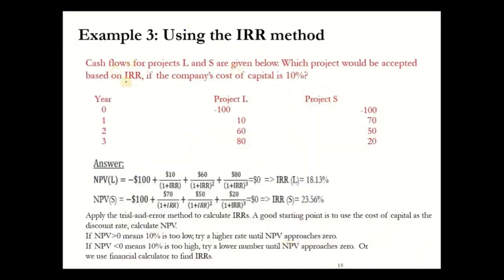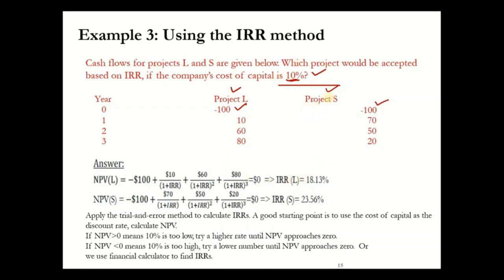Now let's take an example where we have two projects, project L and project S, right? Both have the same outflow. Present value of cash outflow is 100, or the initial investment is the same, and the cost of capital in the market you can get at 10%. For instance, if you go to the bank, the bank will offer you a rate of 10%, but you don't know whether at 10% you are going to make any profit or loss.